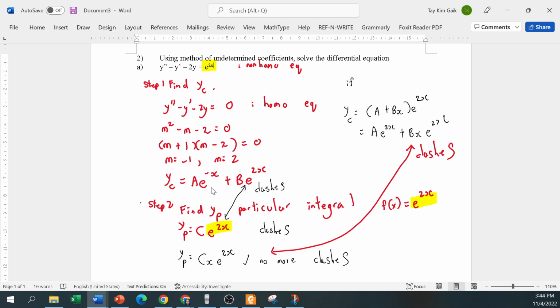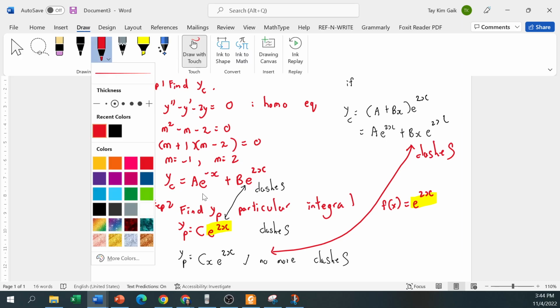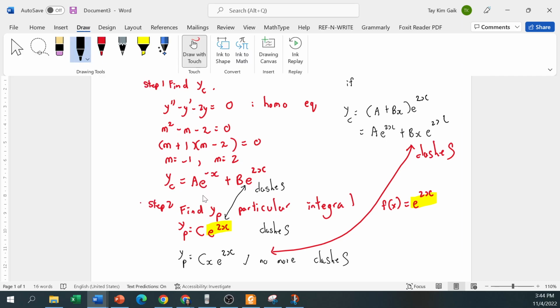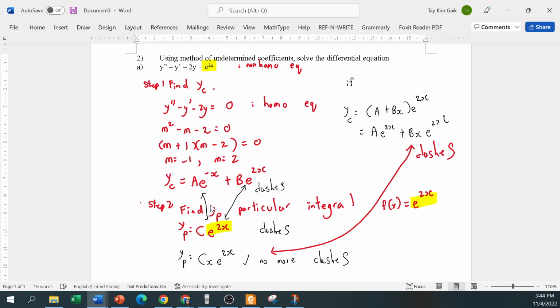Okay, if you have an exponent term, you focus on it. If your yc is e^(-x), then you check whether your yp also has e^(-x). If not, then no clash. First of all, you look at this one: c e^2x compared with e^(-x) is not a clash. So when you see these two terms, no clash.